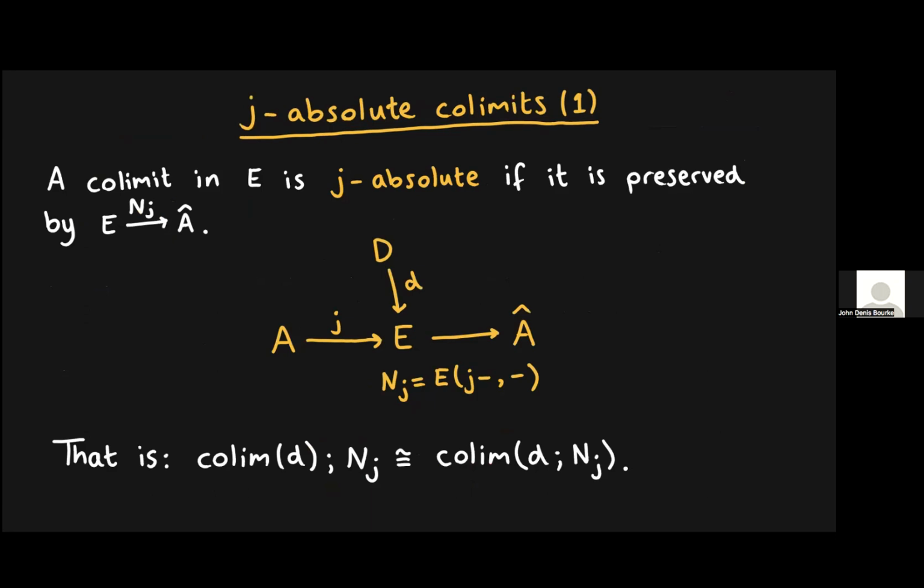For characterizing the J-ary monads, I need to introduce one more concept, which is that of a J absolute colimit. A colimit in E, i.e. the codomain of J, is J absolute if it's preserved by the nerve of J. So remember, the nerve of J is this restricted Yoneda embedding where it's precomposing by J. So if that functor preserves the colimit, I have this isomorphism at the bottom, where I'm using a semicolon for diagrammatic composition, then we call the colimit J absolute.